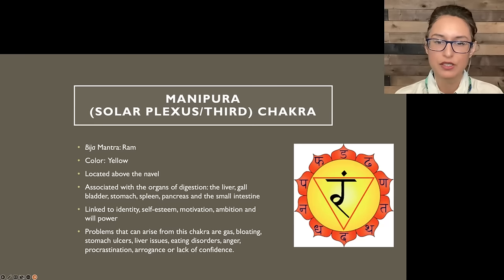This chakra is associated with the organs of digestion, such as the liver, the gallbladder, stomach, spleen, pancreas, and the small intestine. And this chakra is very strongly linked to the mind. This chakra is actually a functional component of the mind, linked to our identity, self-esteem, motivation, ambition, and willpower. The fastest way to change your mind, your mental health, your mental patterns is through the solar plexus. And it's oftentimes not something that people want to hear because we'd like to think that we're more than just our gut. But such a huge part of what we identify and what we see in the mind comes from this chakra.